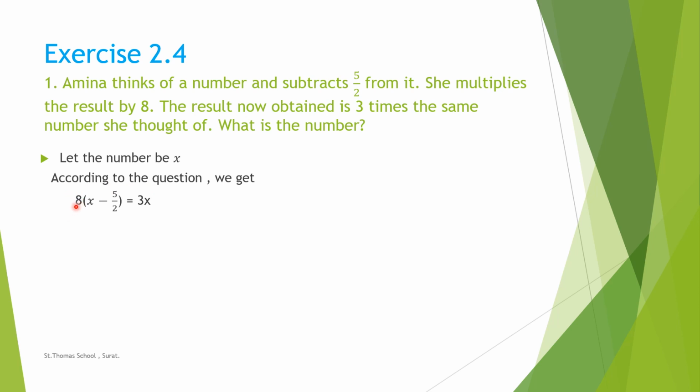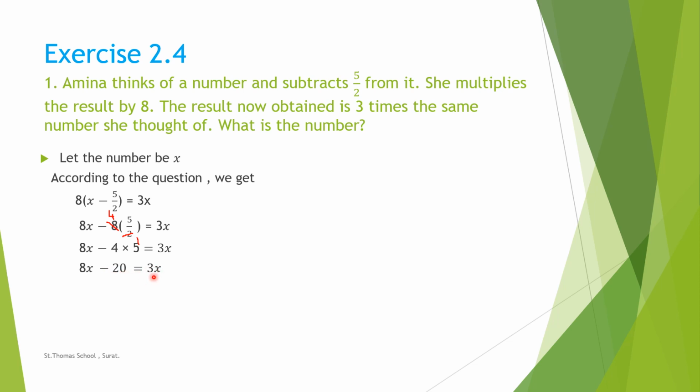Remove the bracket. 8 into x, 8x minus 8 into 5 by 2 is equal to 3x. Clear? Now we can cut here. That is 2 ones are 2 and here 2 fours are 8. Now 8 into x, 8x minus 4 into 5 is equal to 3x. Clear now? Now 8x, 4 5s are 20. What is the sign here? Minus is equal to 3x.